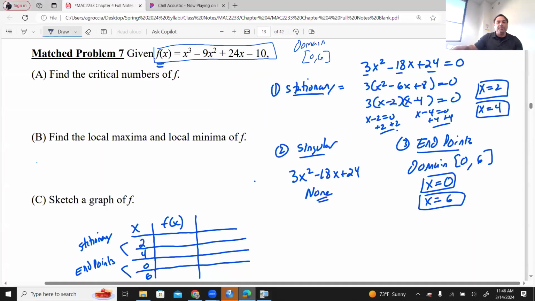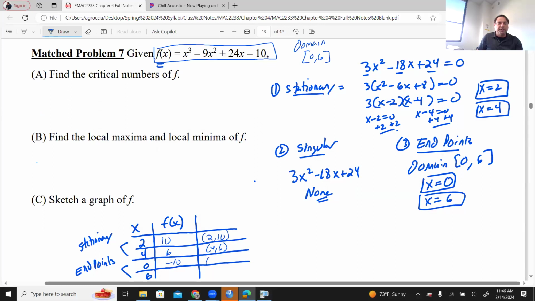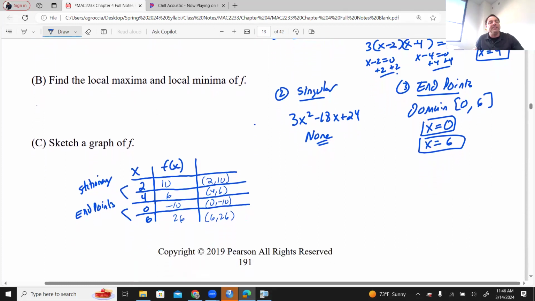So I go to my table, and at 2, we have 10. So I'm going to check out 2, 10. At 4, we have 6, so I'm going to check out 4, 6. At 0, I have -10. Right? Yep, -10. So 0, -10. And at 6, we have 26. Now, these are the exact places I need to look.